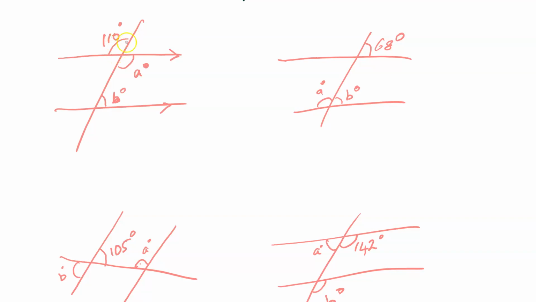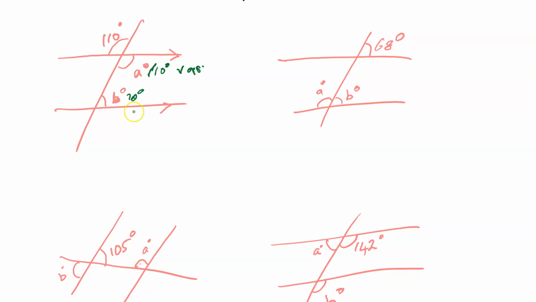So if 110 is here, we know that vertically opposite angles are the same. So this must be also 110. Did you get me? What is the reason for that? The reason is vertically opposite angles are the same. If this is 110, we know that, what is the word for that? Co-interior angles add to 180 degrees in parallel lines. So if this is 110, what should come here? 70.